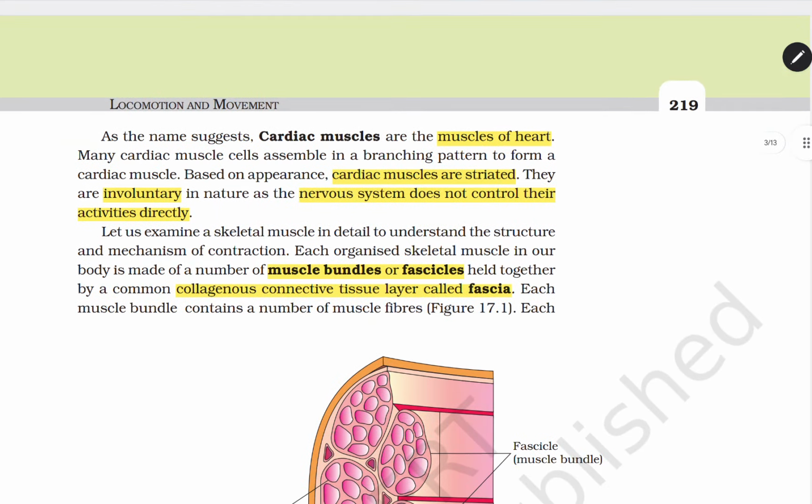Next, cardiac muscle, muscles of the heart. Many cardiac muscles assemble in a branching pattern to form a cardiac muscle. Cardiac muscles are striated, involuntary in nature, and the nervous system does not control the activities directly but indirectly. Each organized skeletal muscle in our body is made up of a number of muscle bundles or fascicles held together by a common collagenous connective tissue layer called fascia.